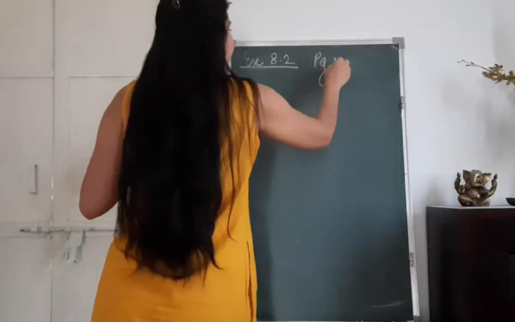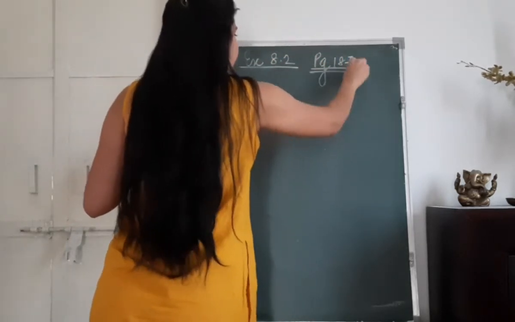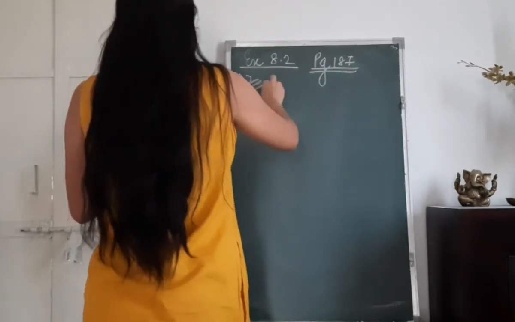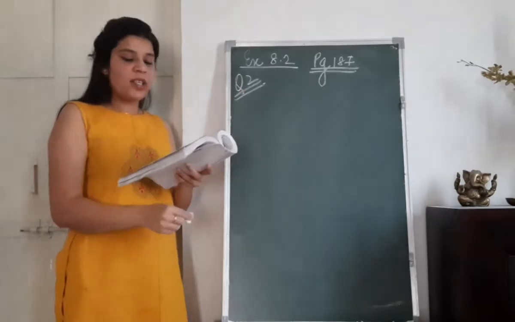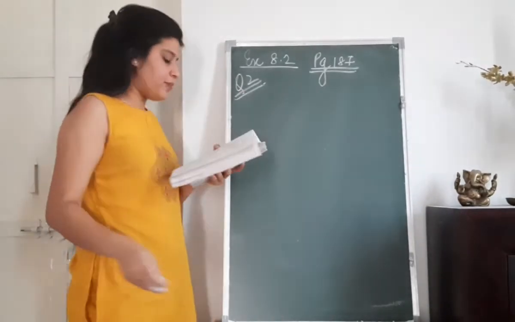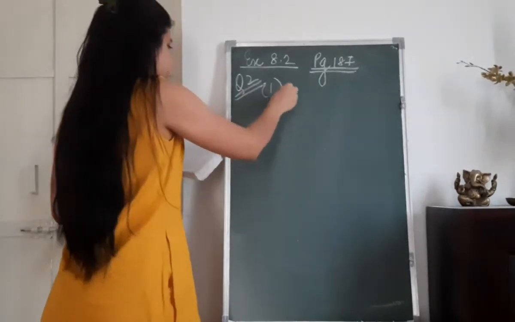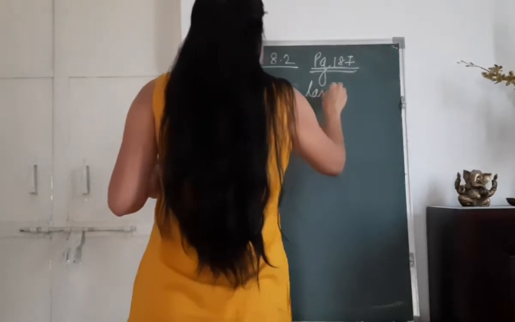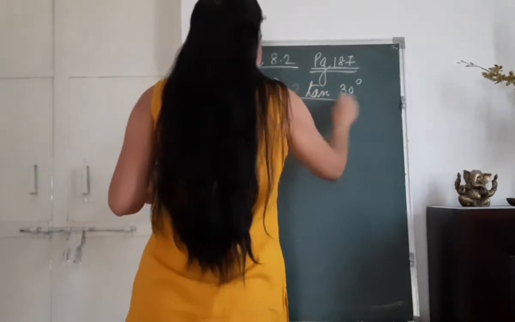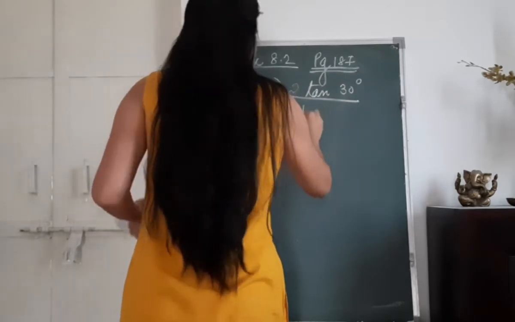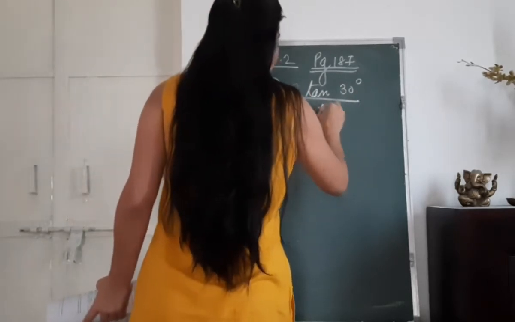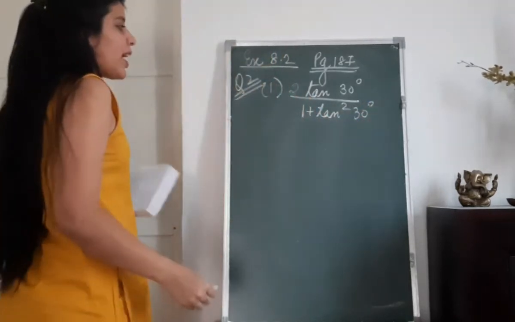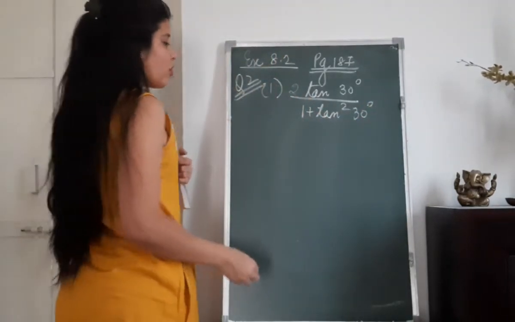Page 187. Question number 2. Choose the correct option and justify your choice. Your first question is 2 tan 30 degree upon 1 plus tan square 30 degree. What is tan of 30 degree equal to? Tan of 30 degree is equal to 1 by root 3.